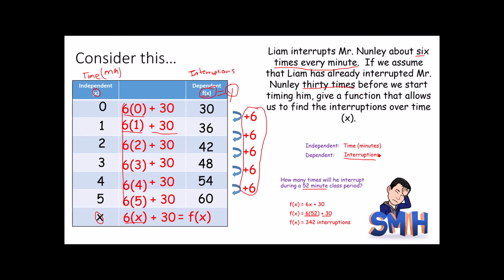Get the idea? Couple ideas here we want to make sure we're clear on. What's the difference between independent and dependent? How we find that constant rate of change, and then how we can use the table to find our pattern. Once you know the pattern, you can plug it in and solve.